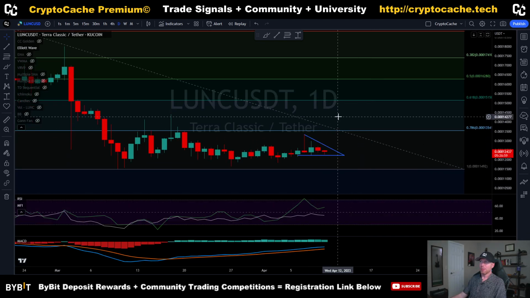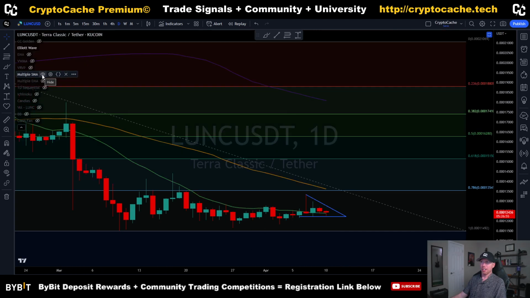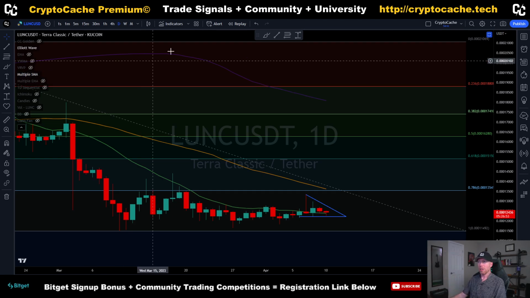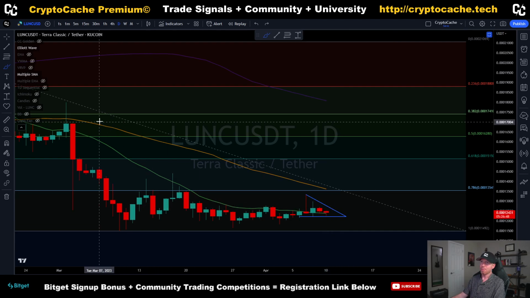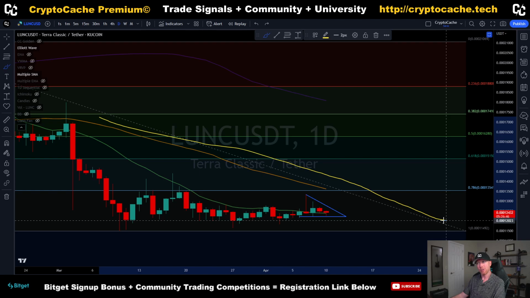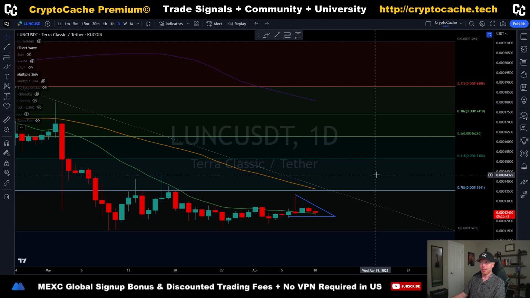Now, overall, the daily is giving us bearish signs here. We take a look at the RSI in conjunction with the moving averages. We're below all the specific important ones. We're above 20 right now. It's a slight consolation. You can see this descending type of trend that we're in right now. It's overall bearish until we get above the 50. I would not really consider Terra Classic to be on track.